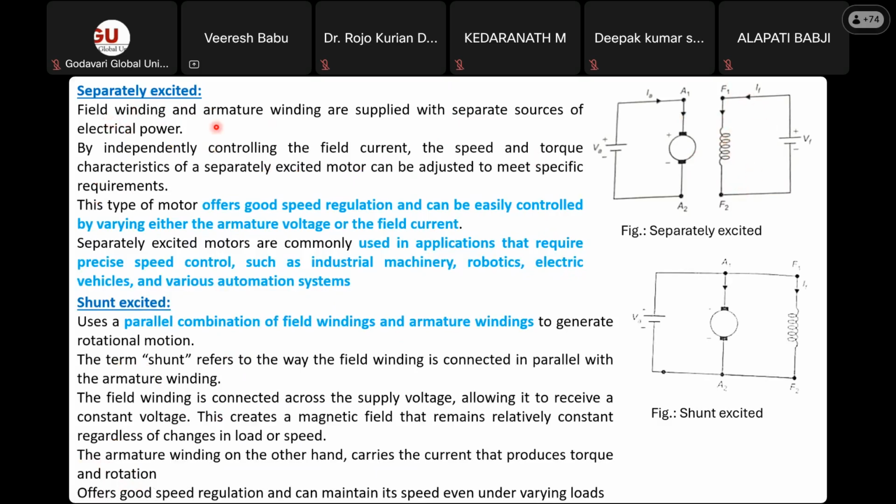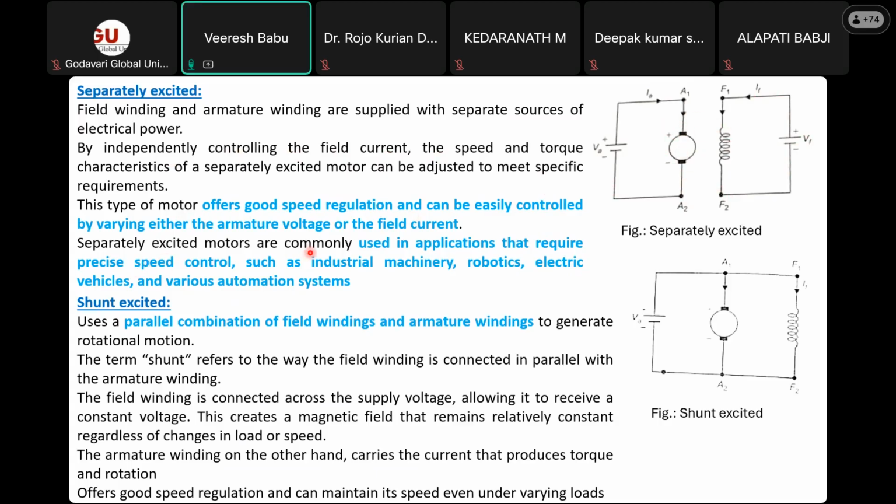So here the field winding and armature winding are supplied with separate sources of electric power. You can check it here. By independently controlling the field current, the speed and torque characteristics of a separately excited motor can be adjusted to meet specific requirements. This separately excited motor offers good speed regulation and can be easily controlled by varying either the armature voltage or the field current.